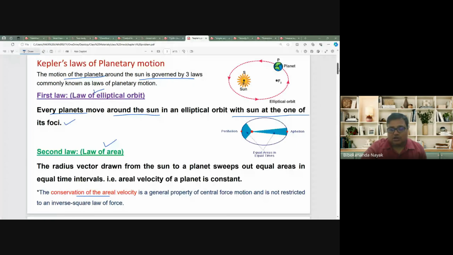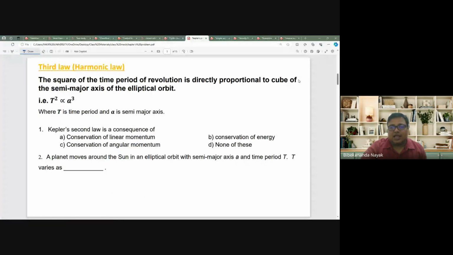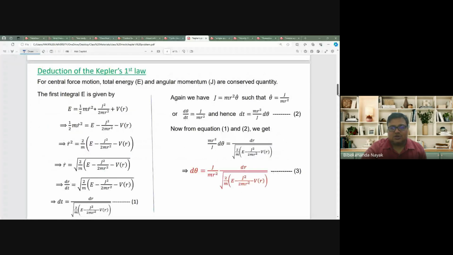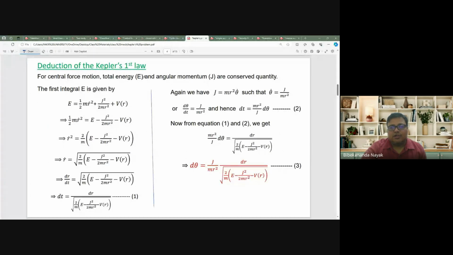And the third one is that the square of the time period of revolution is directly proportional to the cube of the semi-major axis of the elliptical orbit. T square is proportional to a cube. Okay. We go for the derivation of it, deduction of the first law.